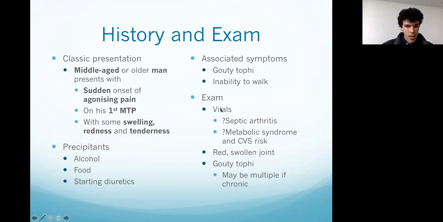On exam, you should definitely check their vitals because you want to make sure they don't definitely have septic arthritis. So that's looking for your fever, hypotension, tachycardia, tachypnea. But having said that, regardless of what you find there, you are going to end up doing investigations anyway. They'll have a red swollen joint, usually only one, and they might have some tophi if they've got chronic disease.